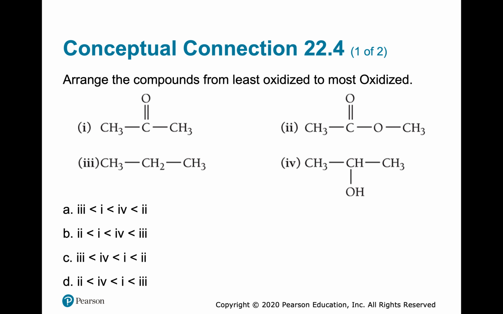But if you count the number of hydrogens, the isopropanol has an oxygen, but also has a hydrogen attached to it, whereas acetone does not have the hydrogen, so that's more oxidized. So three, then four, then one, and then two. This is the one that's the most oxidized. It has the most oxygens. So in this case, it's an ester, but it could also be a carboxylic acid.